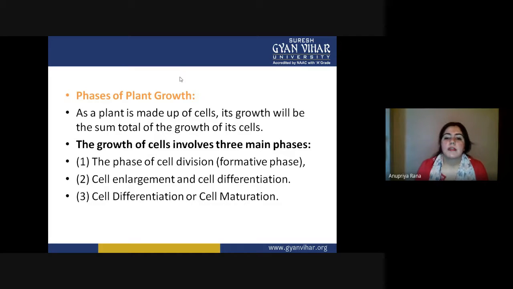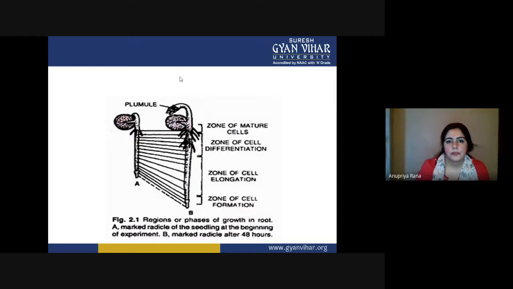Cell enlargement is the second process. The third process is cell differentiation, and the fourth is cell maturation. So first division happens, second enlargement happens, third differentiation happens, and fourth, cell maturation. These are the four steps we go through for the growth components, or growth phases, of the plant.